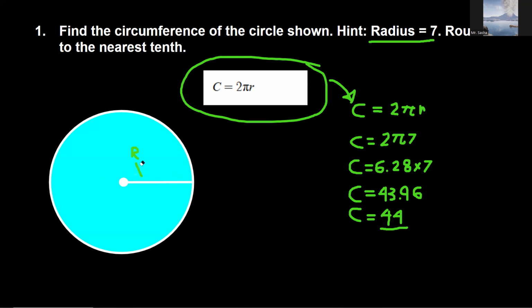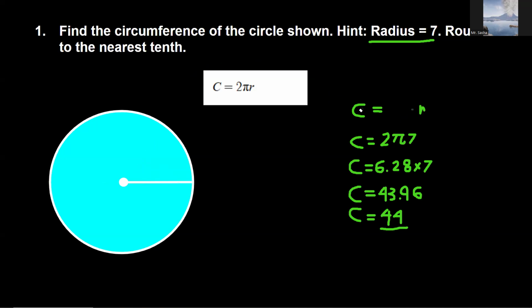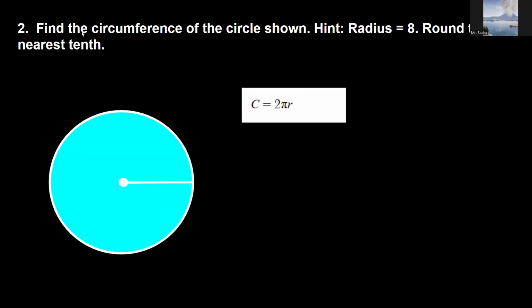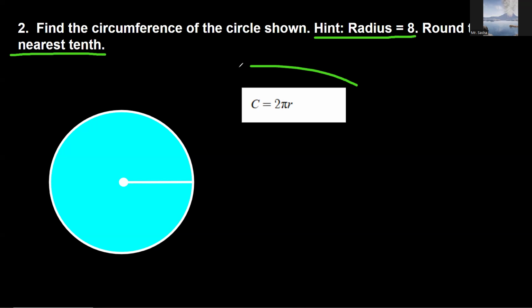Now let's move on to the next one. This one is also asking us to find the circumference. Find the circumference of the circle shown. The hint, radius is 8. Round to the nearest tenth again. So let's use the formula.